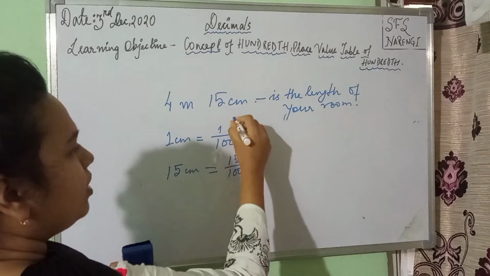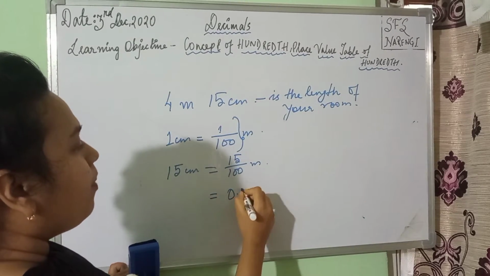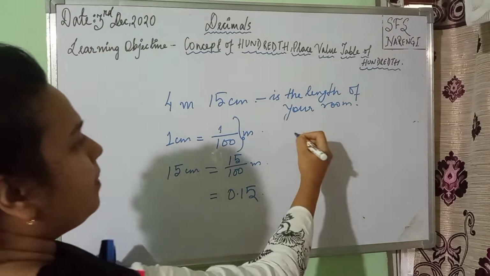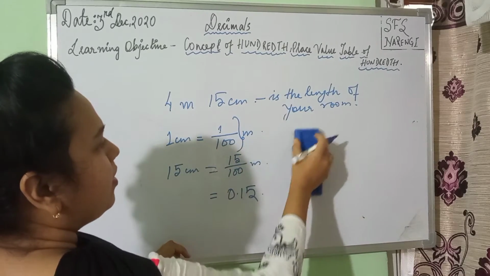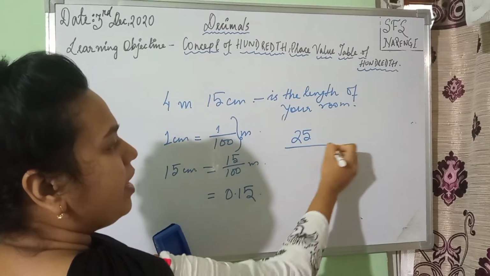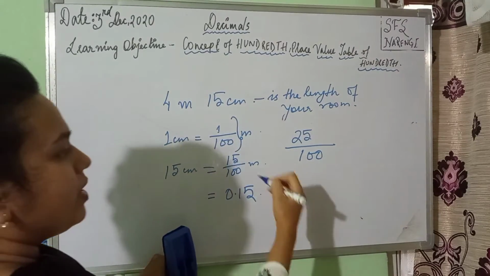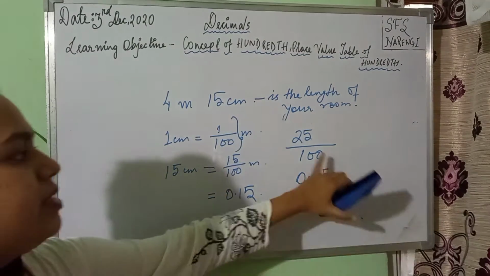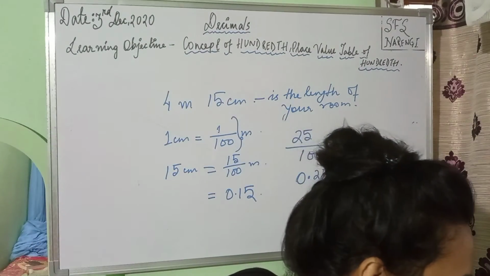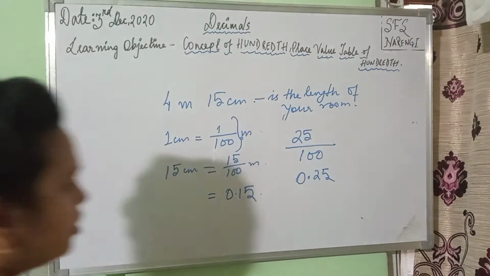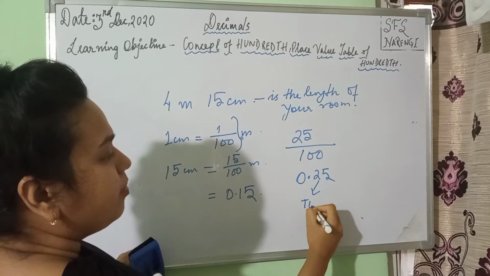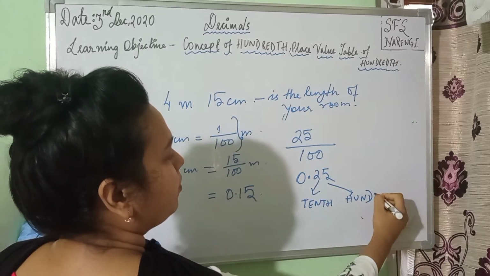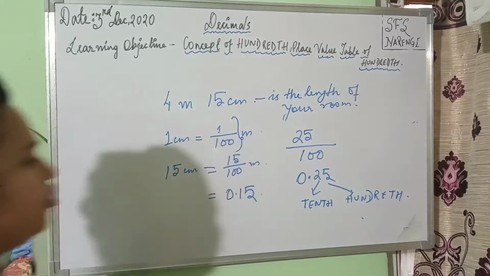So this 15 by 100 can also be written as 0.15. Okay, children? Suppose I take 25. If there is a 25 by 100, what can I write? I can write it as 0.25. This is the 100th place of a number. So we can say that this 2 is in the 10th place, you remember 10th, and this 5 is in the 100th place value.